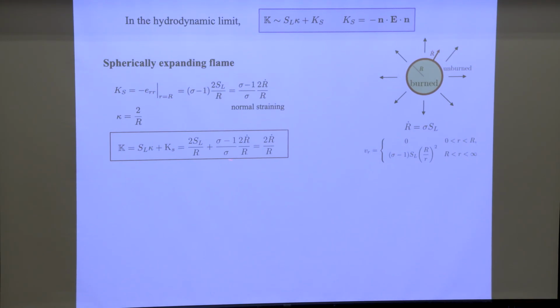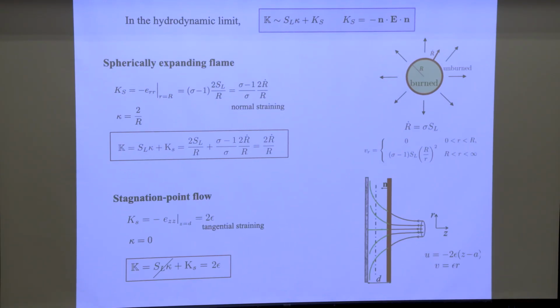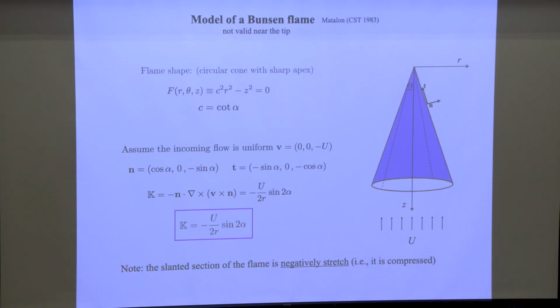Okay, here I am quickly showing that if you compute, in the hydrodynamic limit, the stretch by curvature and strain, you get exactly the same relation as before. Note, however, that strain is not 0, because strain is not only tangential strain. In spherical coordinates, there is also normal strain. It turned out that the normal strain is this, and the curvature is here, and when you add the two, you get the stretch rate correctly. The same thing in the stagnation point flow. It comes directly from the strain rate, so that's simple.